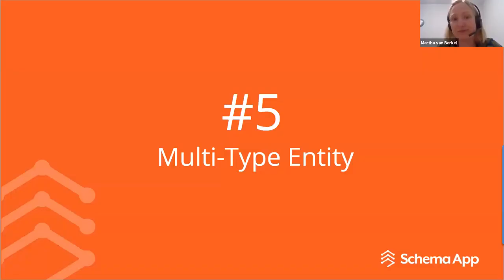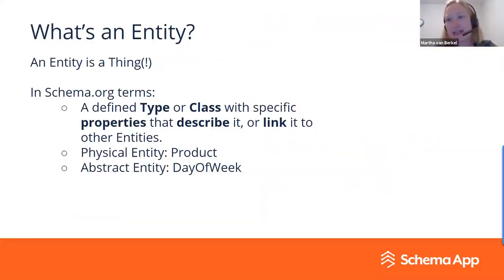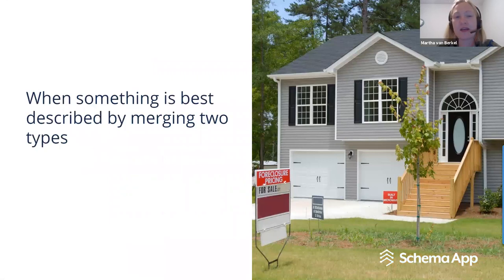All right, number 5, everyone's still with me here, multi-type entities. So let's start with just defining what an entity is. An entity is a thing. And in schema.org terms, that means that it's a type or a class, like that product I was showing. And then the properties describe it. So a physical entity would be a product, or an abstract entity would be something like the days of the week. Not tangible, right? So abstract. And so a multi-type entity is when something is best described by merging these two types. Let me give you some examples.